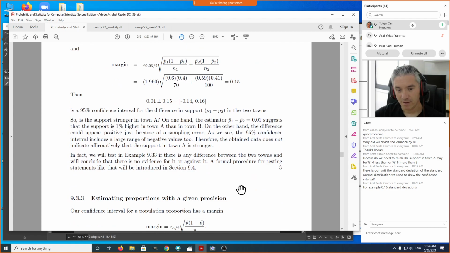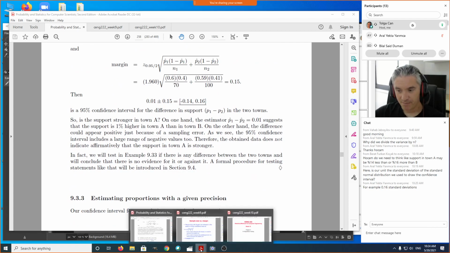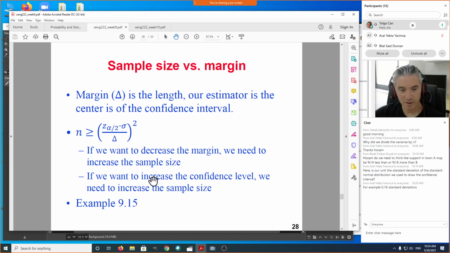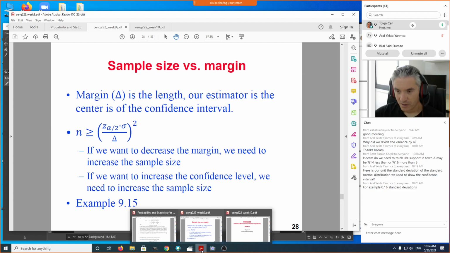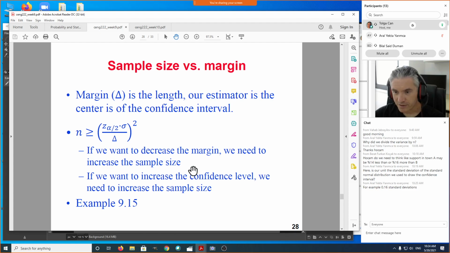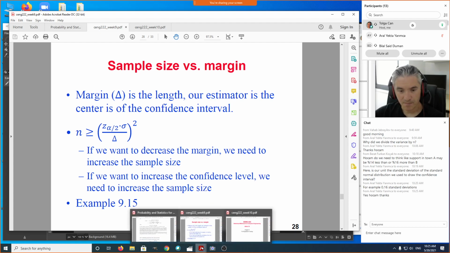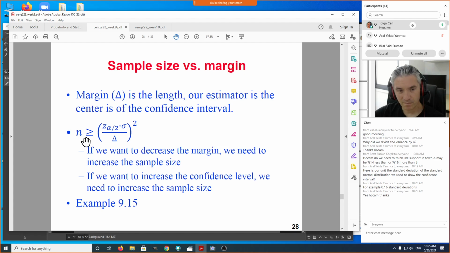Okay, here, let me get back to this one. As I just told you, if you want to decrease the margin here, so I hope my discussion answered your question, Aralf. Okay, you're welcome. So if you want to decrease the margin, you want to increase your sample size.